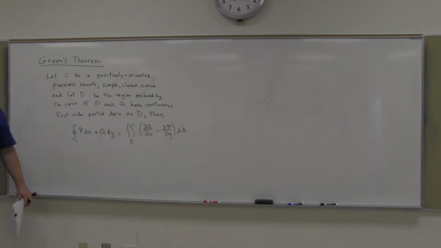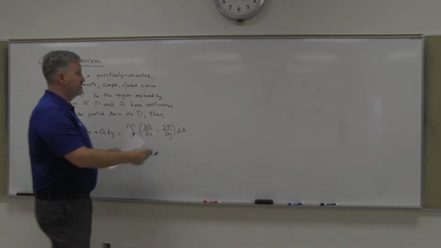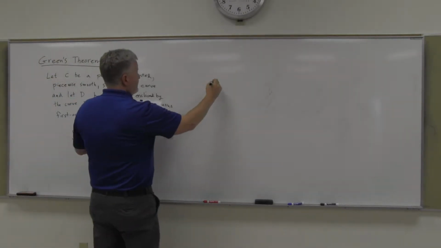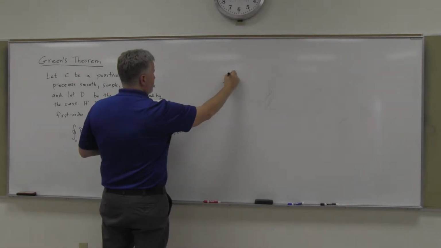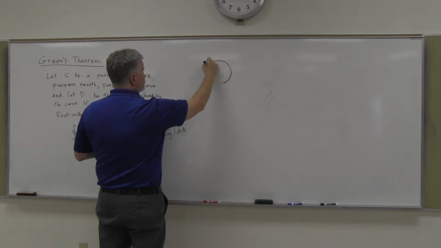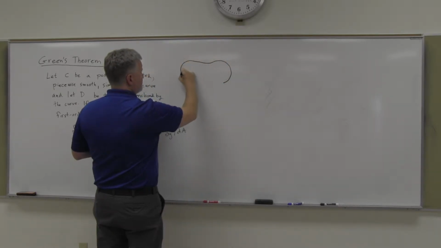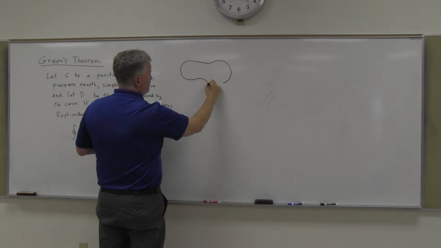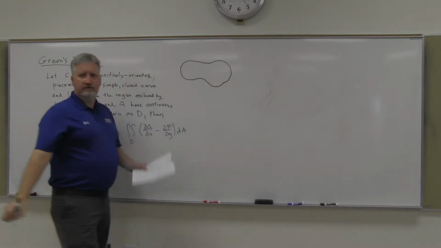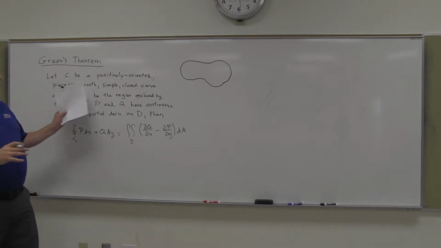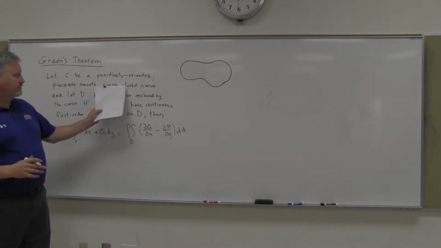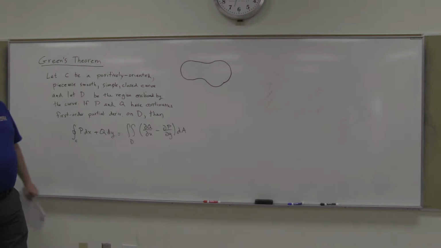Positively oriented, here's what that means. Let me just draw one here. No matter where I start, it's a loop. So I start here, and then I go around, and it doesn't cross itself. It can do whatever it wants to, but it never crosses itself, and then it comes back there. So that obviously is piecewise smooth, simple, closed, all those good things.